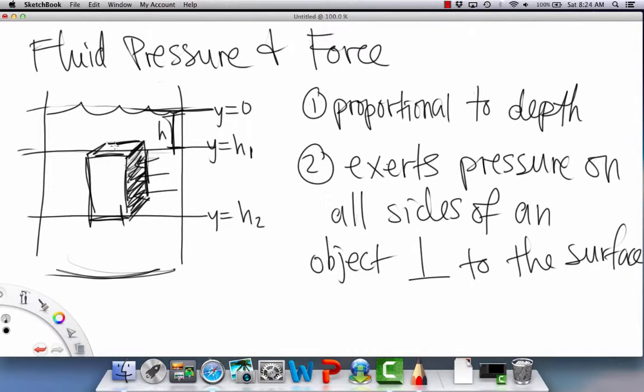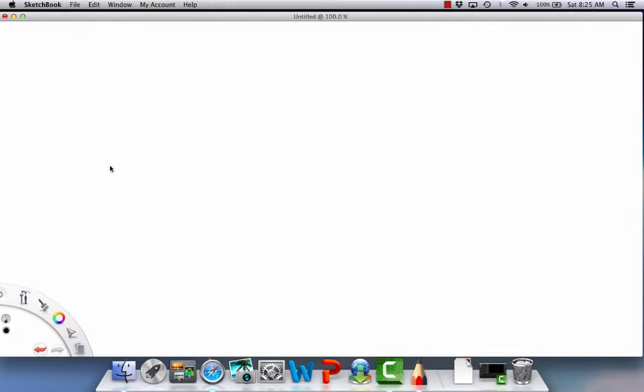Okay, so for example, on the top side of the box, the perpendicular direction would be straight downward, right? So it'll feel pressure in this direction. And then as I drew on the side here, it'll be feeling pressure directly from the side because that's perpendicular. And then on the bottom, it'll be feeling a pressure upward. Okay? All right. So now to give you some formulas.